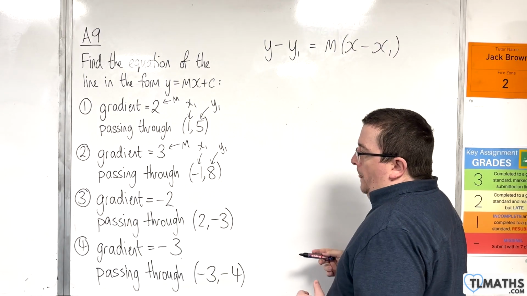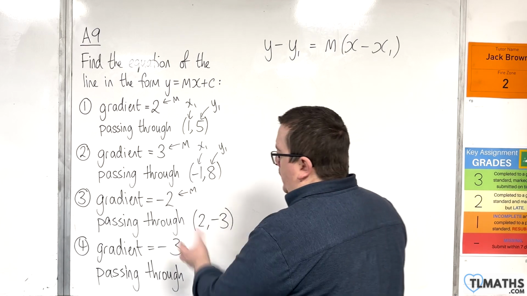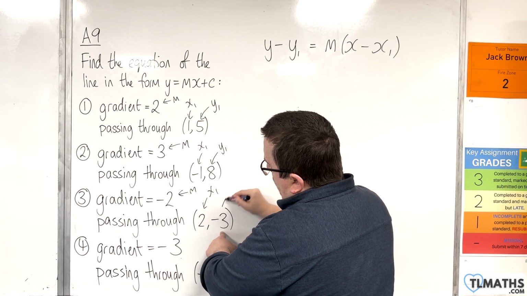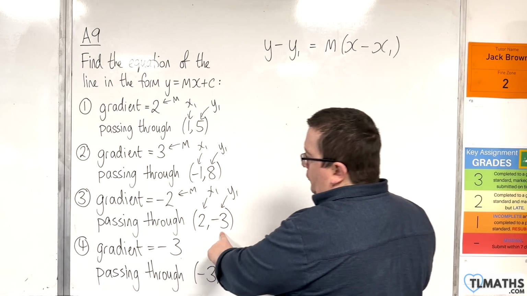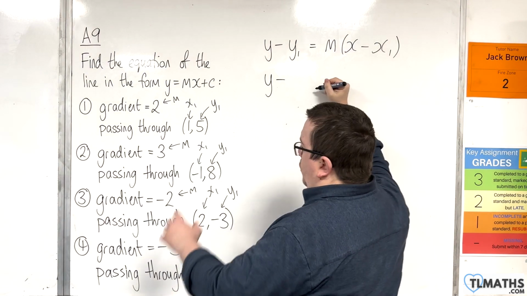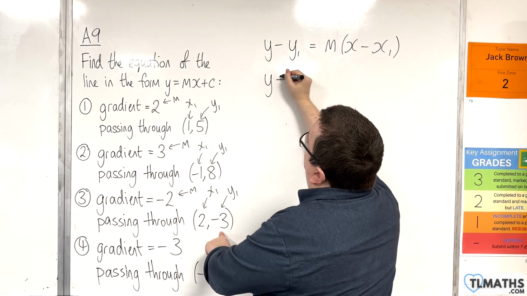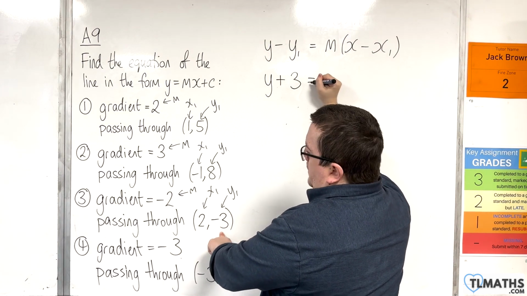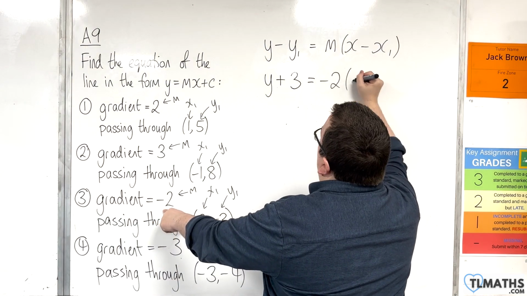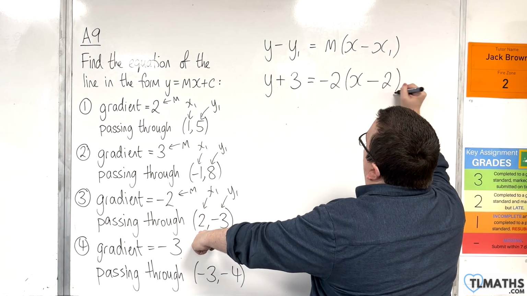Right, number 3. We have a gradient of minus 2, so that's m. The x1 is 2, and the y1 is minus 3. So y take away y1, so we're taking away a negative value, so that will be plus 3, is equal to m, which is minus 2, lots of x, take away x1, which is 2.